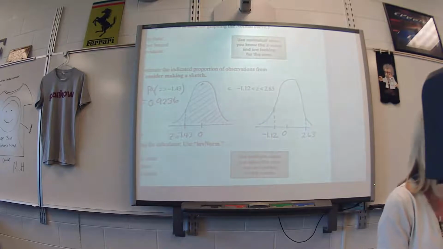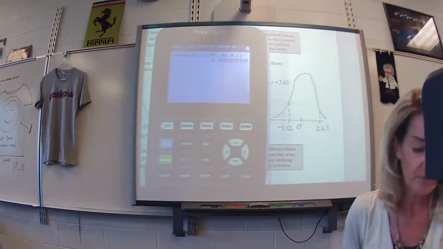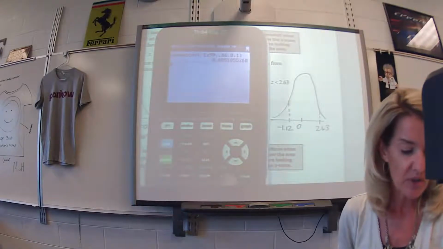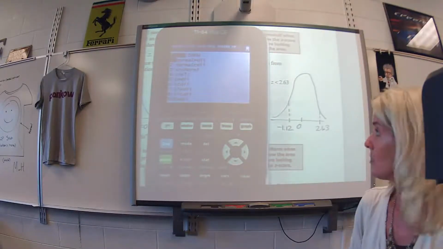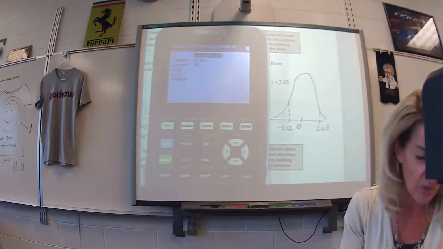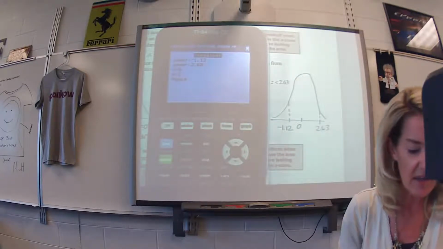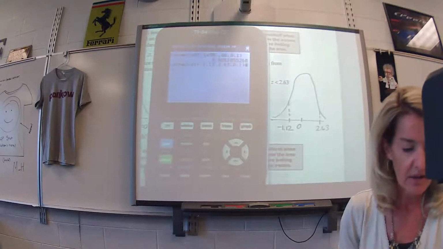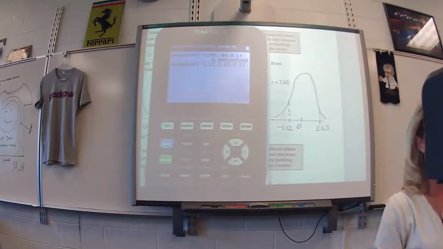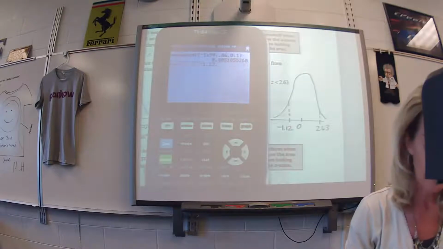And I'll just go back and do this. You can throw that away. I'll go back to my 84 on this one. So distributions, normal CDF. All right, now my lower bound is at negative 1.12. My upper bound is 2.63. I'm going to stop right here. Older 84s, are yours looking like mine, or are you getting something different? Are you guys okay?